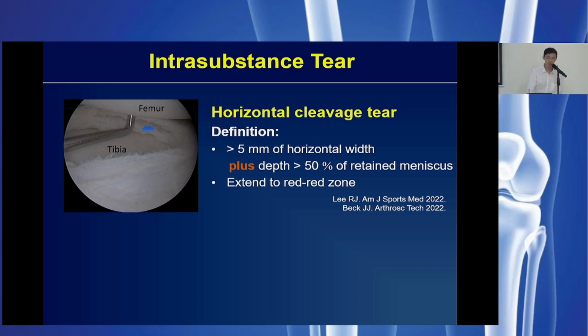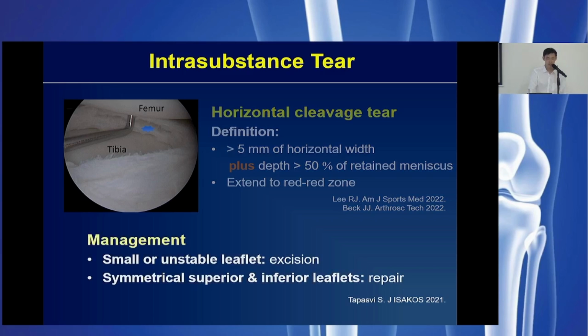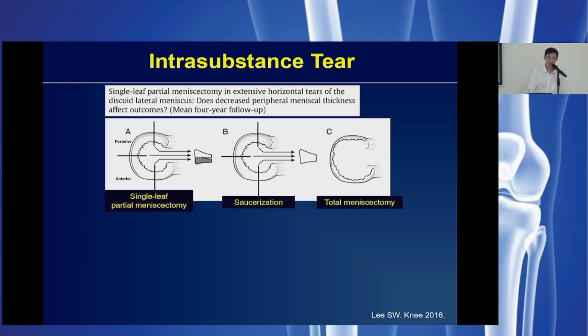Next, after saucerization, horizontal cleavage tear is the most common pattern of intrasubstance tear. For the most part, if the tear is long but has less unstable movement, excision can be done, and if the superior or inferior leaflets are significantly unstable, repair can be done. In case of excision, the patient can have less loss within the tear or only a single unstable leaf. A study in 2016 compared the functional outcomes of single unstable leaf partial meniscectomy, conventional saucerization, and total meniscectomy.